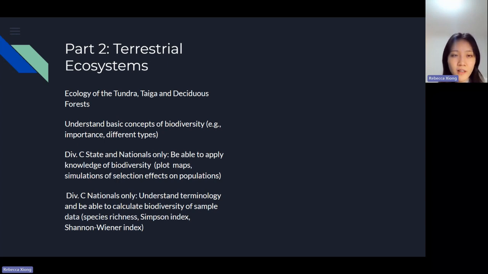And then part two is diving into that terrestrial ecosystem component where we focus on just the tundra, taiga, deciduous forests. So this is more about understanding biodiversity within these biomes. And at the higher levels of state and nationals, you want to be able to apply knowledge of biodiversity, for example, maps or simulations of selection on populations. And at nationals level only, there is more of an emphasis on how to calculate different indices for biodiversity. I will go into one of those examples later.